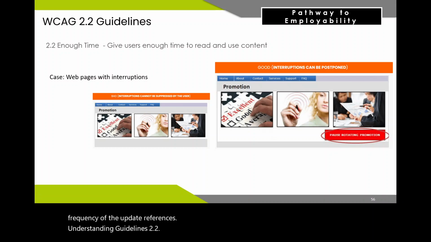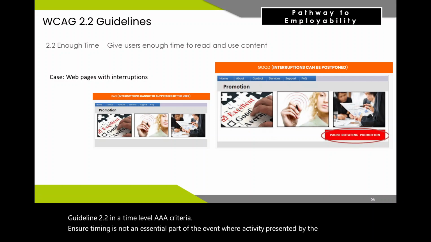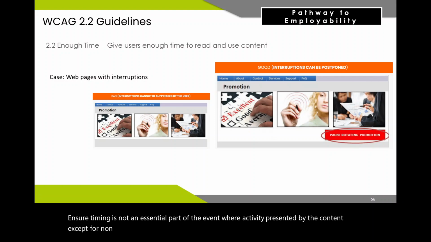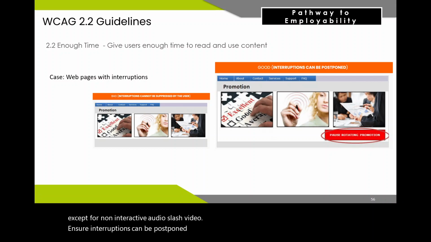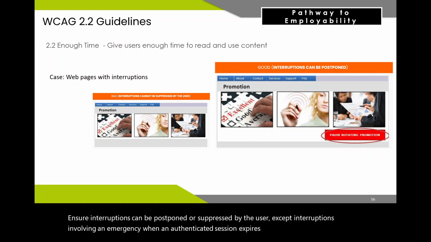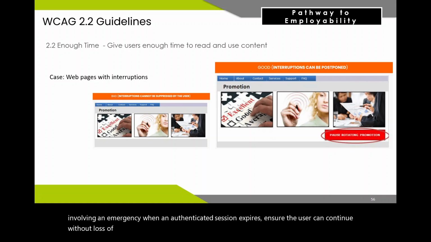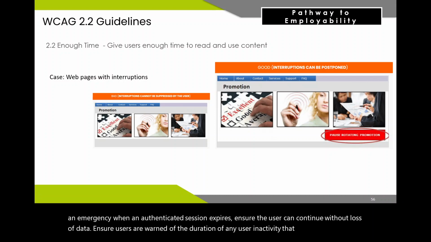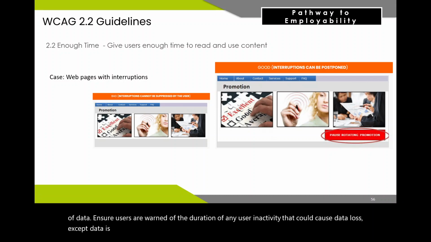Guideline 2.2 Enough time. Level AAA criterias. Ensure timing is not an essential part of the event or activity presented by the content, except for non-interactive audio/video. Ensure interruptions can be postponed or suppressed by the user, except interruptions involving an emergency. When an authenticated session expires, ensure the user can continue without loss of data. Ensure users are warned of the duration of any user inactivity that could cause data loss except data is preserved for more than 20 hours.